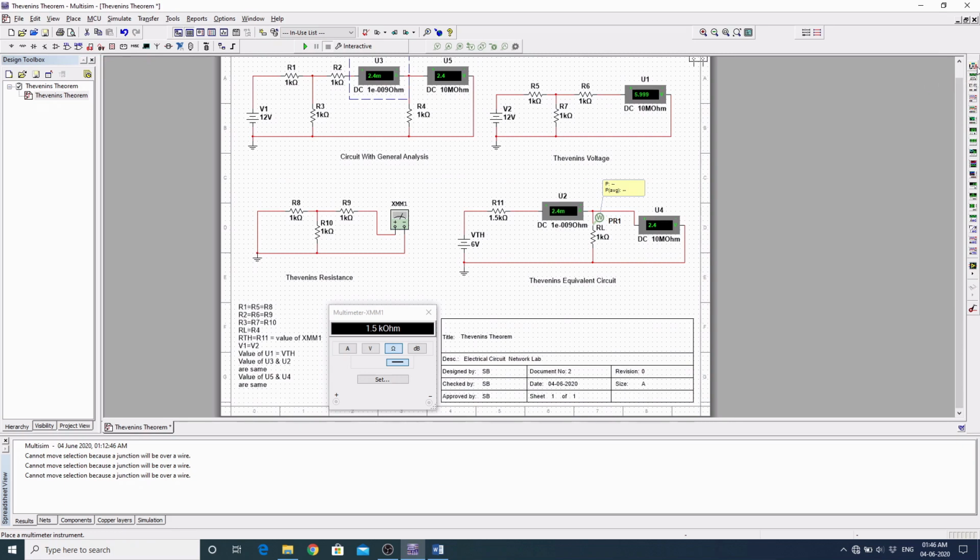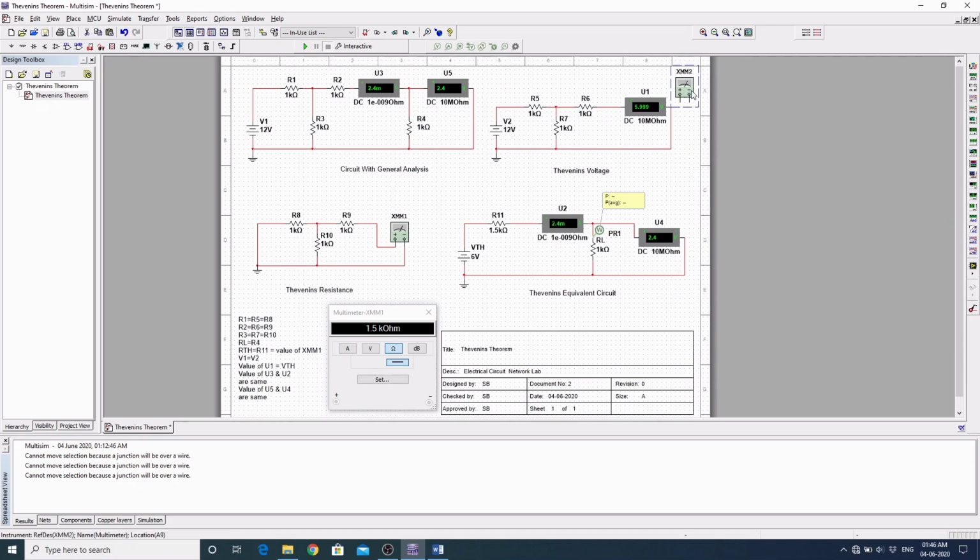If you just take the multimeter, then this type of symbol, this type of tools will come.